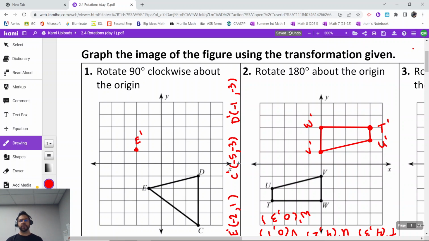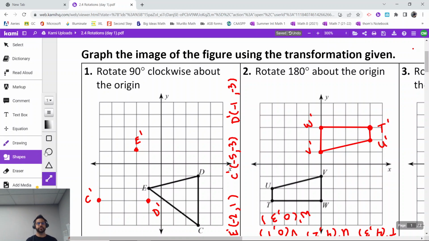C prime, that's in quadrant 3. That's left 5, down 3. Left 1, 2, 3, 4, 5. Down 1, 2, 3. And then D prime, that's left 1, down 1, 2, 3. A lot quicker with just 3 points. So take your straight edge and connect them.